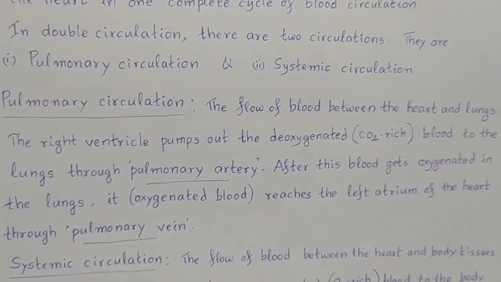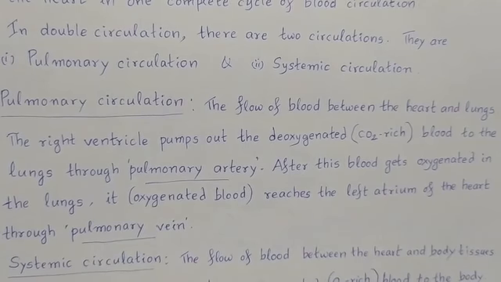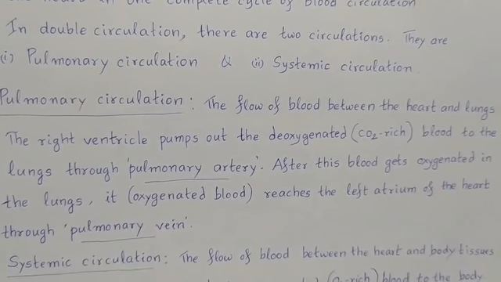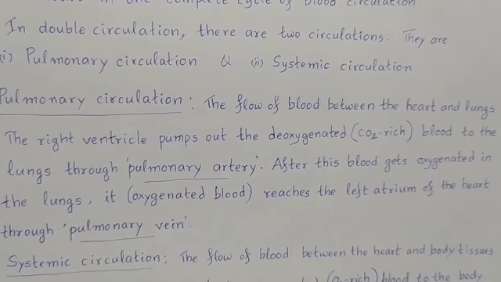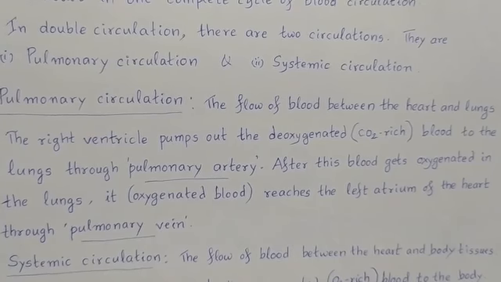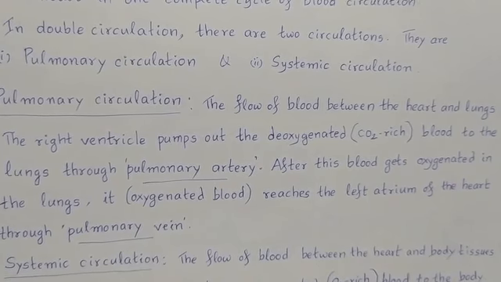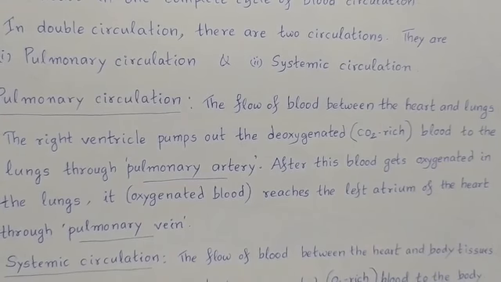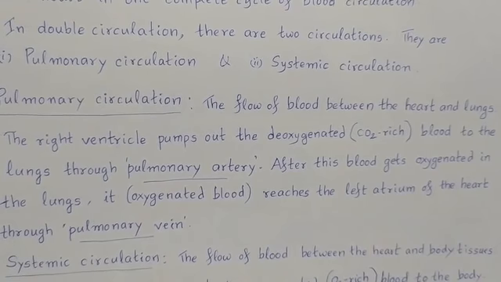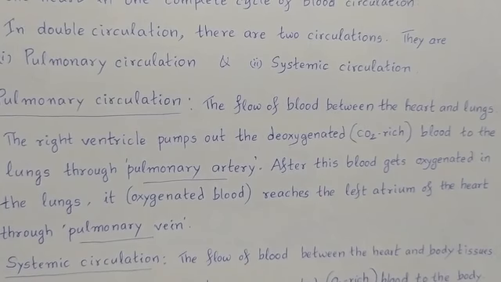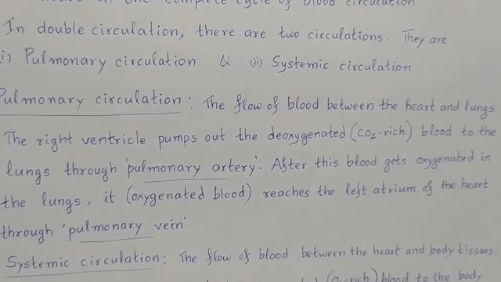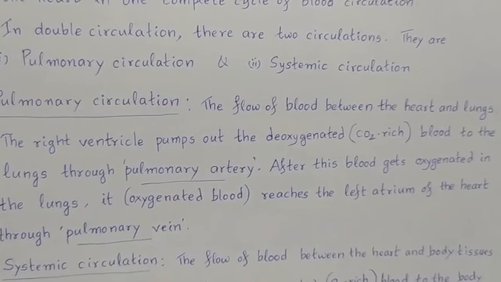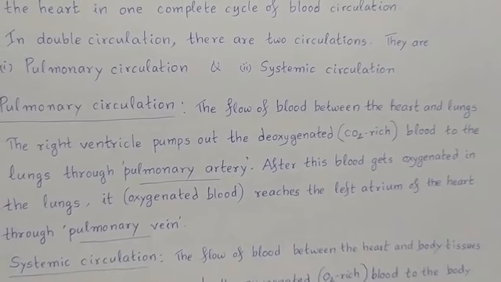So, through right ventricle, blood is pumped out and reaching the lungs. Through left atrium, blood is coming and reaching the heart from the lungs. Through right ventricle, blood is pumped out and is reaching the lungs through pulmonary artery, and from the lungs, blood is reaching the left atrium through pulmonary vein. So this is pulmonary circulation.